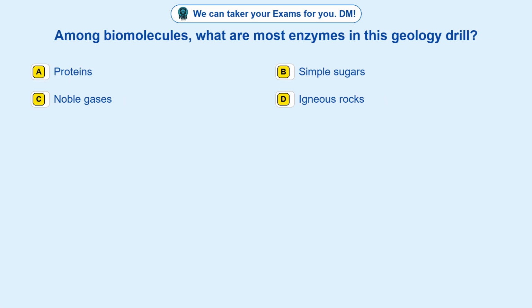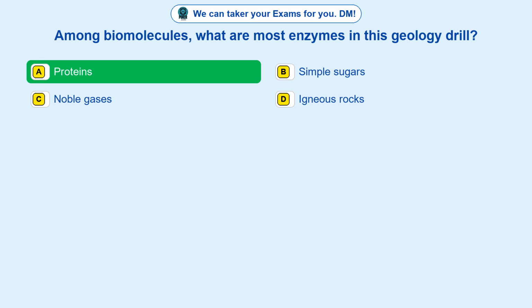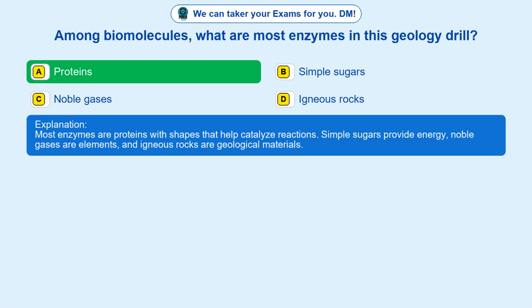Question 30. Among biomolecules, what are most enzymes in this geology drill? Option A, proteins. Option B, simple sugars. Option C, noble gases. Option D, igneous rocks. The correct answer is option A. Proteins. Most enzymes are proteins with shapes that help catalyze reactions. Simple sugars provide energy, noble gases are elements, and igneous rocks are geological materials.